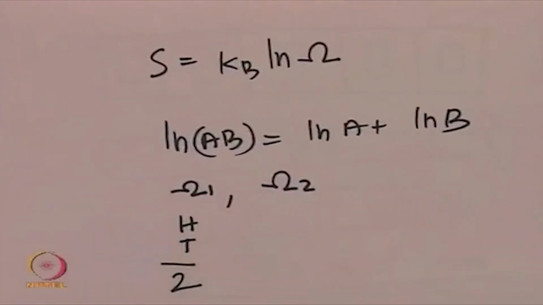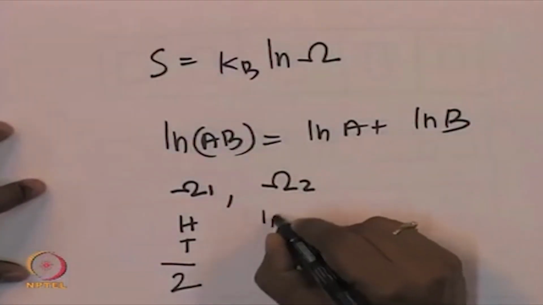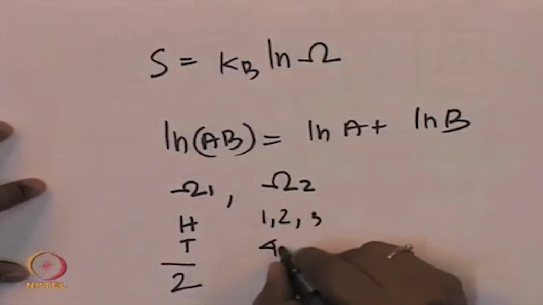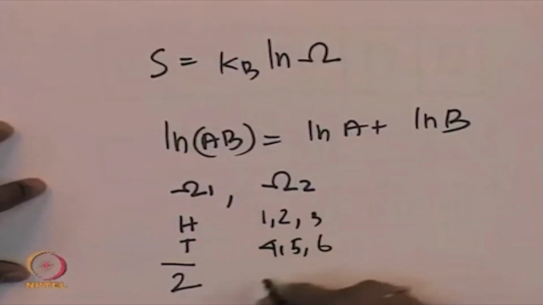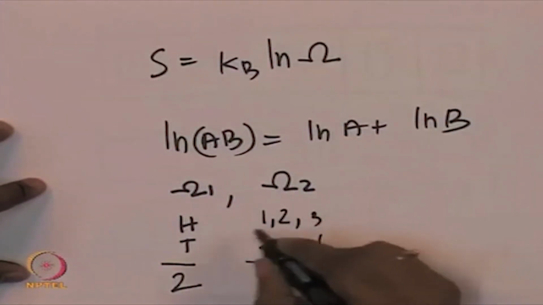Omega 2, you can think of some other system which is throwing a die. When you throw a die, there are 6 states. You might have played snake and ladder and games like this, where you throw a die and it has 6 faces, and each face is a state. So, there are 6 states possible for the die: 1, 2, 3, 4, 5, 6.